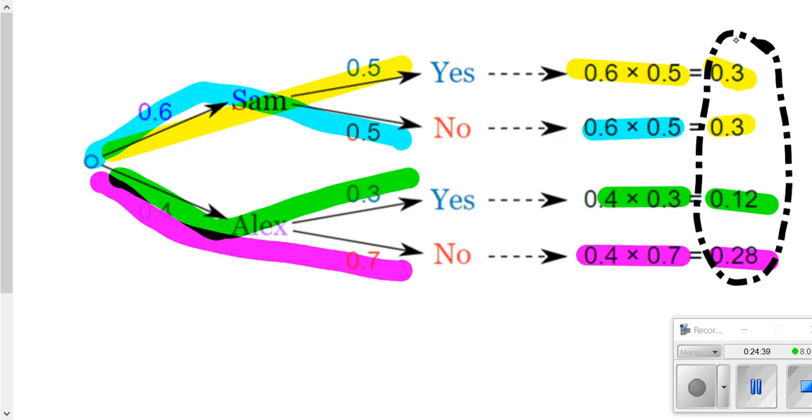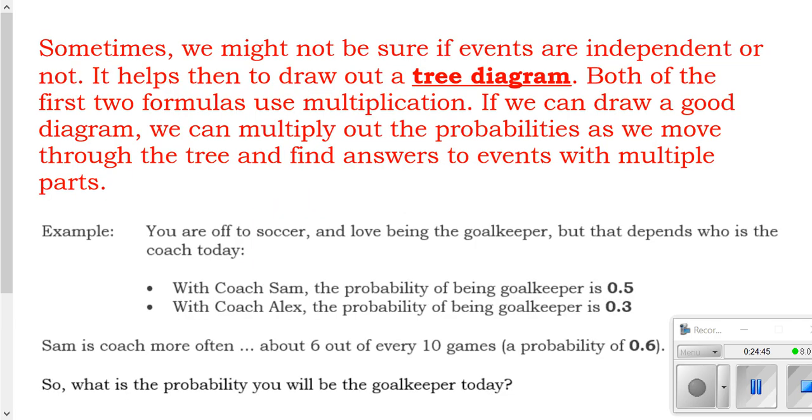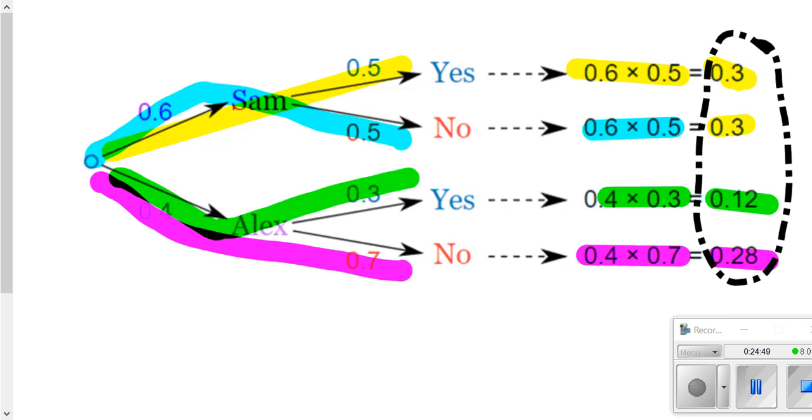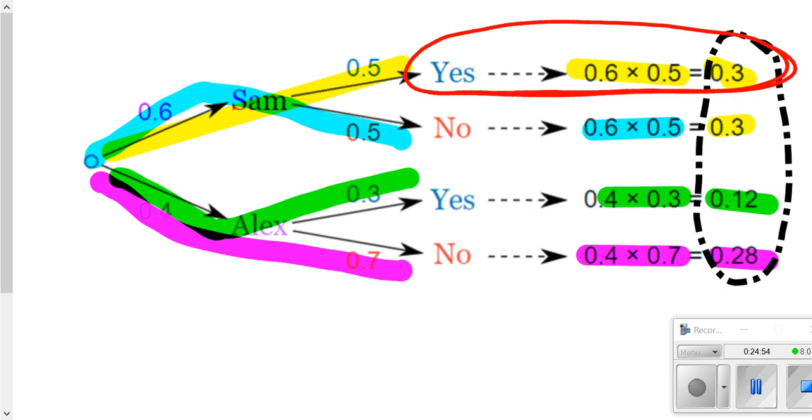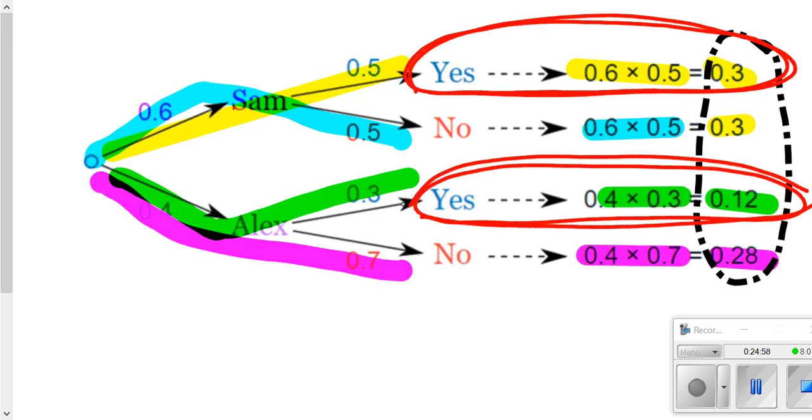If you said 1 or 100%, you are correct. And my overall question in this was, what is the probability of being goalkeeper? Well, let's look at the things that caused me to be goalkeeper. Here I'm the goalie because that says yes, or here I'm the goalie because that says yes. Now notice I said or.